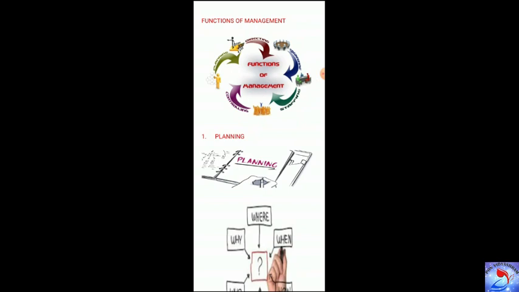In previous session, we discussed about level of management and its functions. Today, we will go with the topic the functions of management. Look at the diagram, you can find 5 functions of management: planning, organizing, staffing, directing, and controlling. We'll repeat again. What are the functions of management? The functions of management are planning, organizing, staffing, directing, and controlling.